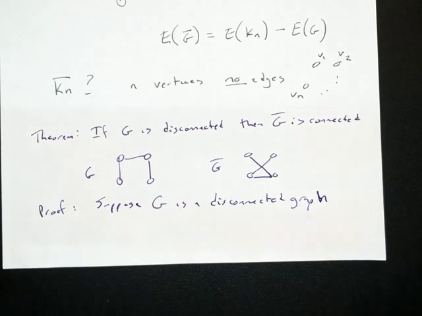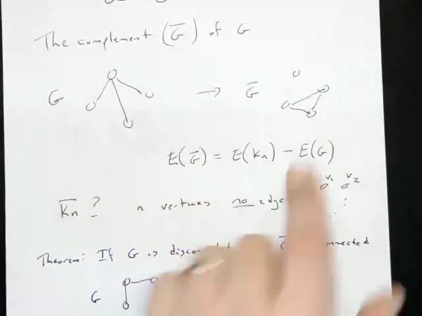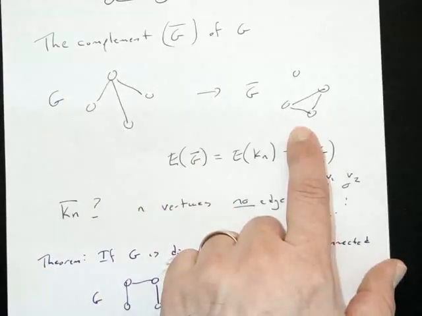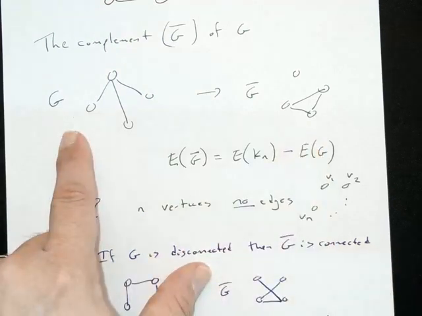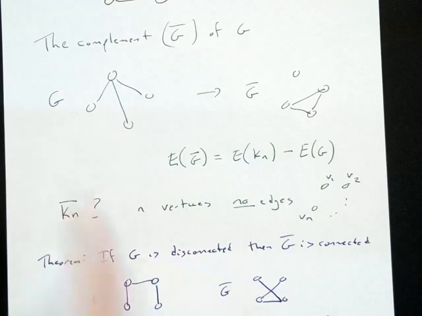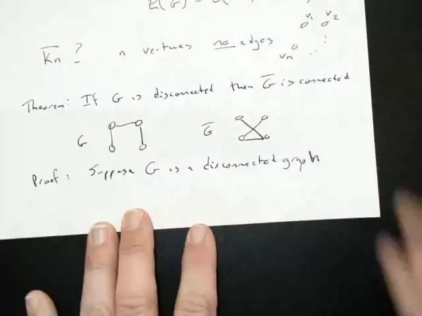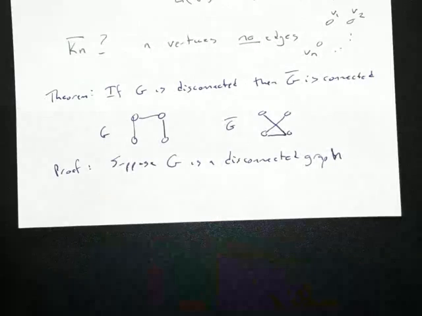Now, if my graph is disconnected, what does that mean? This graph is disconnected. It's got 4 vertices and 3 edges, but this graph is connected. It's got 4 vertices and 3 edges. So that's not always true, unfortunately.